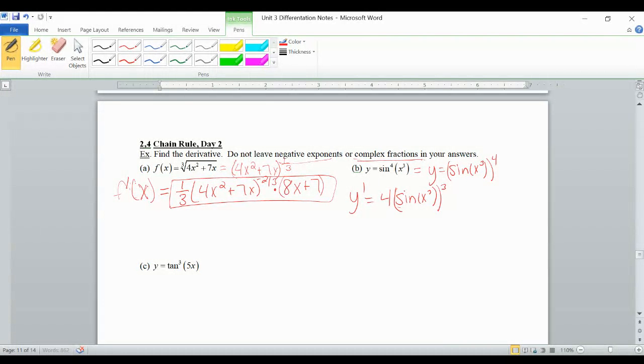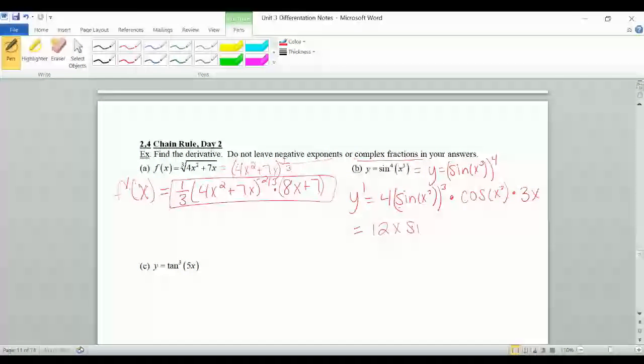That's the derivative of the outside, all to the 3rd power using power rule, times the derivative of the inside. The derivative of the inside of sine of x cubed is going to be cosine x cubed times 3x squared. And when we simplify that, 4 times 3x is 12x times sine cubed of x cubed times cosine of x cubed. And we're going to leave it like that.